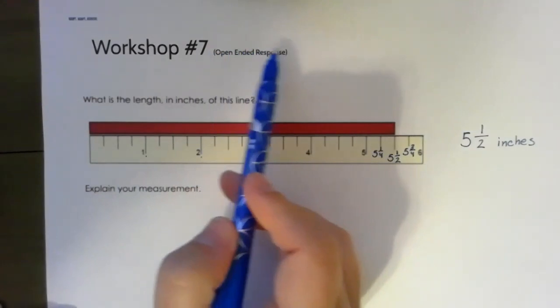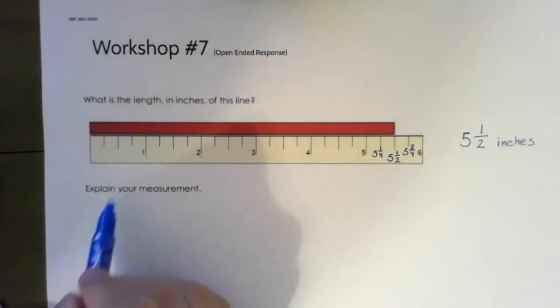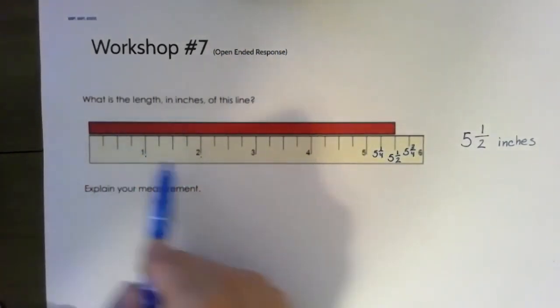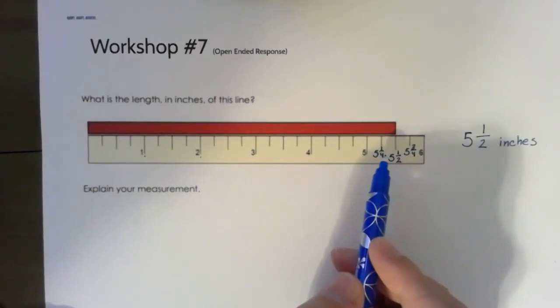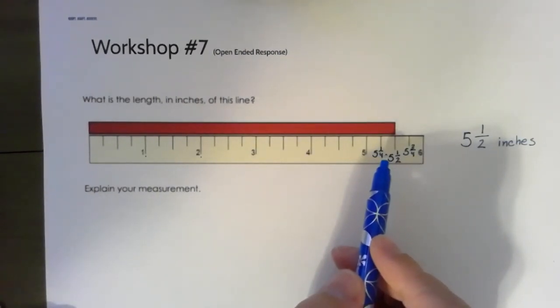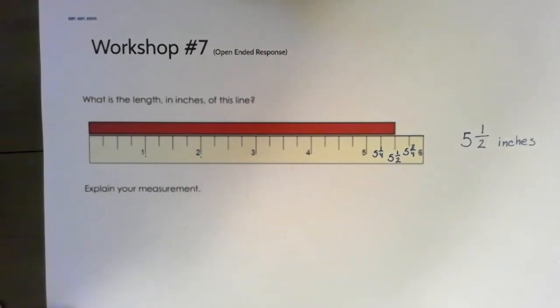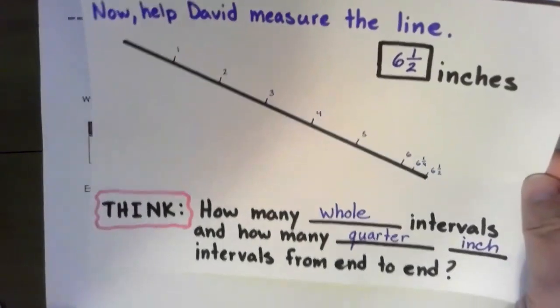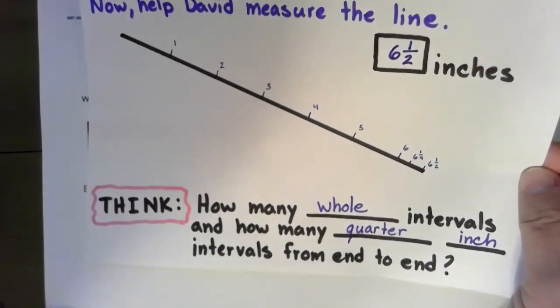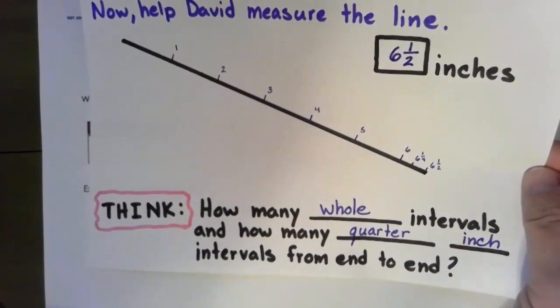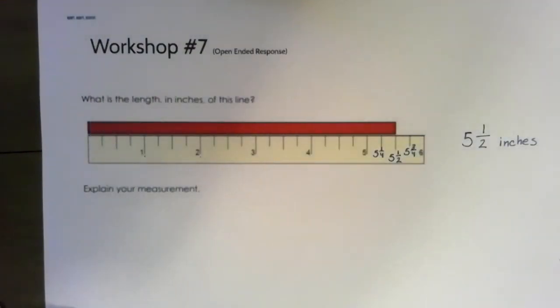You had an open-ended response where you needed to explain how you found this measurement. Let's double check our work before we get to our exit ticket. Go back to your thinking question. How many whole intervals and how many quarter inch intervals from end to end? Let's think about our steps.